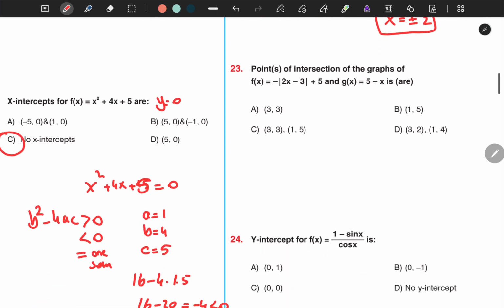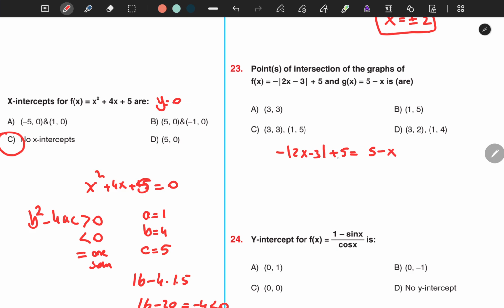Okay, point of the intersection, graph of the function is given. Okay, for this question guys, the best way is substitution. Let us solve. First of all, let me first solve it by a long way. Okay.